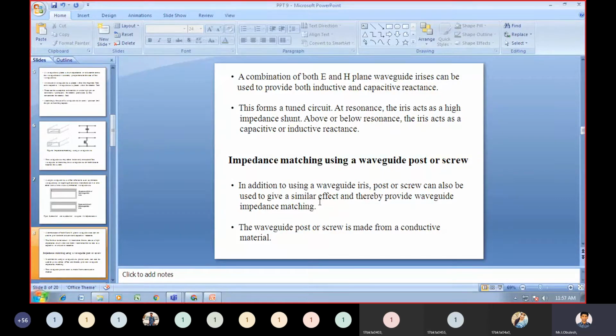This forms a tuned circuit. This forms a tuned circuit at resonance. The irises act as a high impedance shunt.